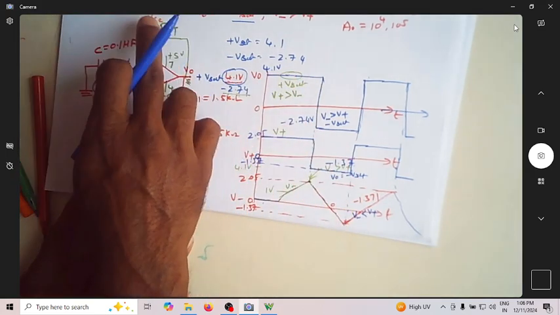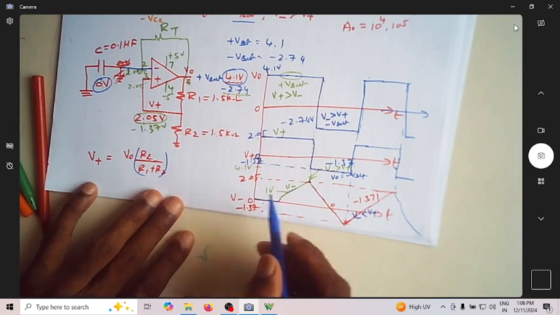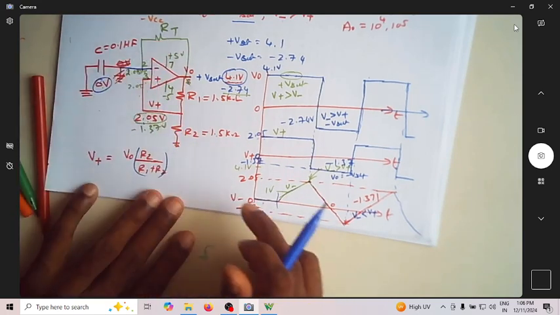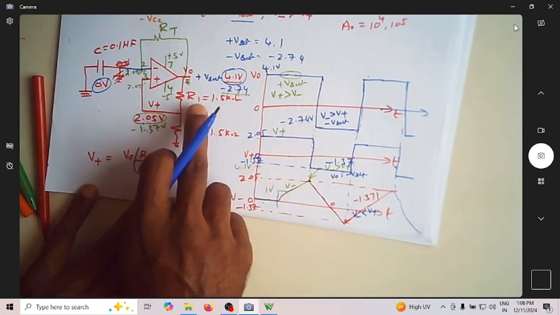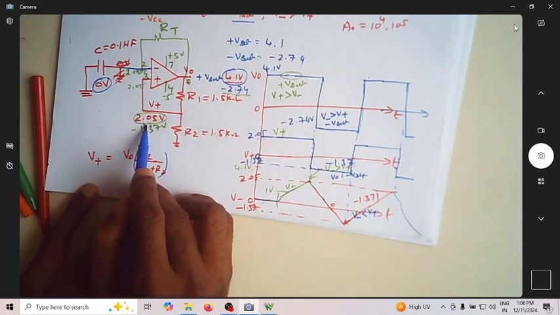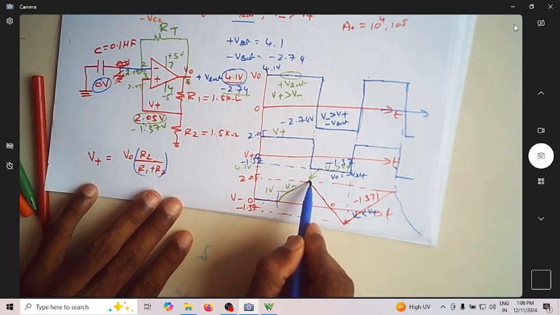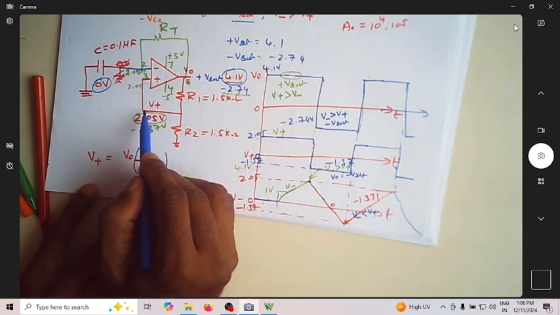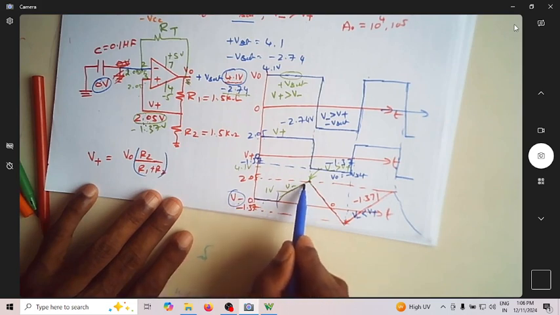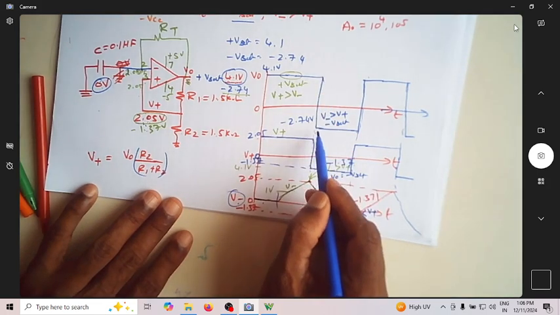The moment you connect this RT, this RT will provide a path for your capacitor. Now the capacitor starts charging. This is at the time when you introduce this RT. So the capacitor is charging towards this V sat. On its way to V sat, it will come across this voltage, which is nothing but the potential division of this. So whenever it tries to cross 2.05, of course, this is nothing but V minus. This is the voltage at V minus. When V minus tries to go above V plus, the output will change from plus V sat to minus V sat.